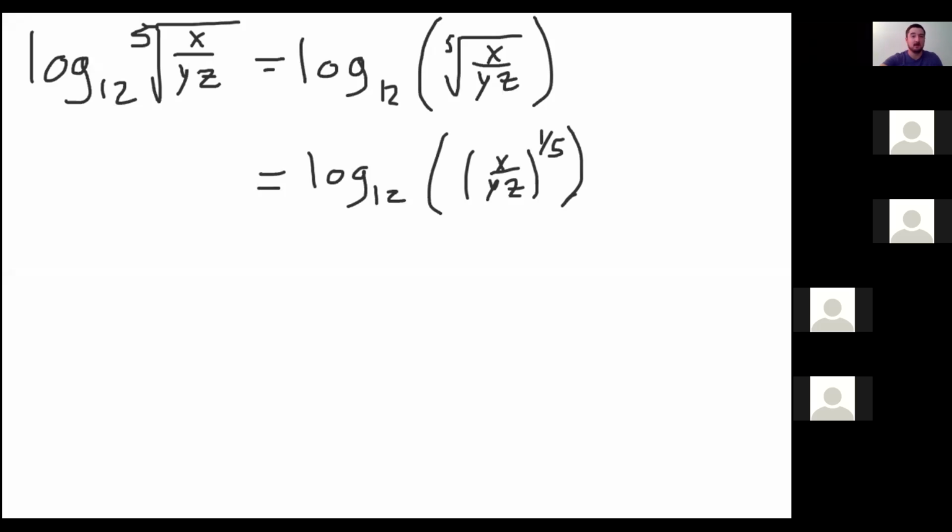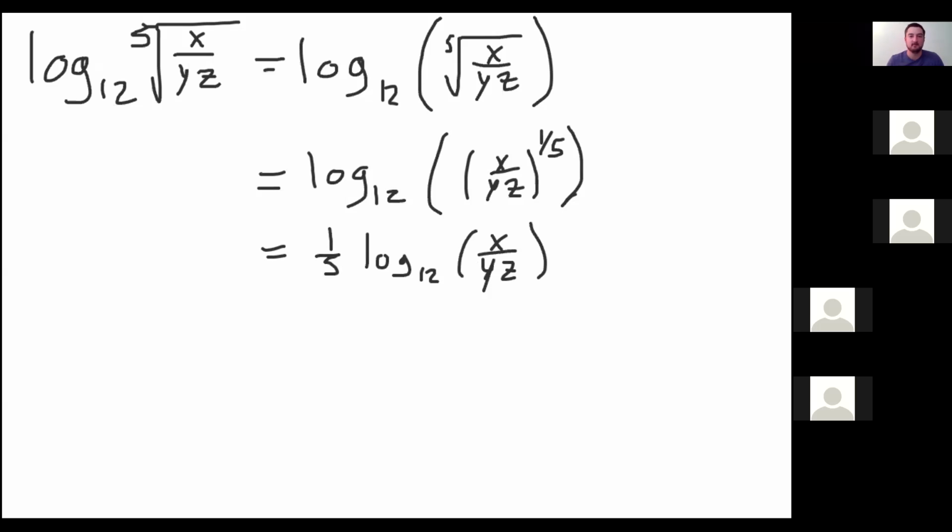So this is the same thing as log base 12 of x divided by y times z, all of that to the 1/5. And then I can deal with that exponent because I see that everything inside of this log is being raised to that same power. It's being raised to that 1/5 power. So I can bring that exponent down in front. This would be 1/5 log base 12 of x divided by, oops, that's worse than usual for that y, but y times z.